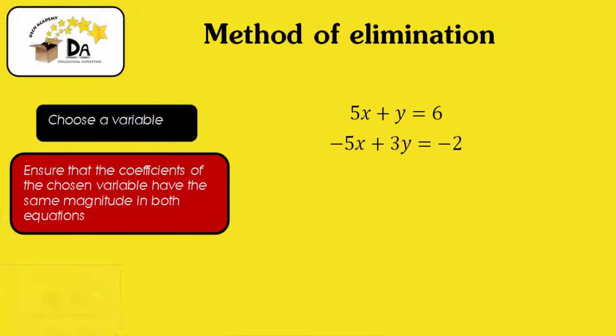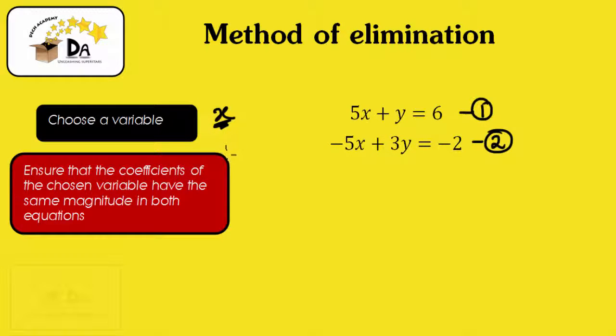This video deals with the method of elimination, which is the second technique for solving linear equations in two variables. So in other words, you can use the method of elimination to solve simultaneous equations, just like you can use the method of substitution. So here is a system of two equations in two variables, equation 1 and equation 2. And the first step in the method of elimination is to choose a variable.